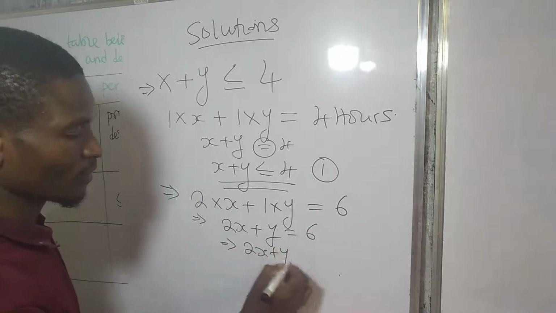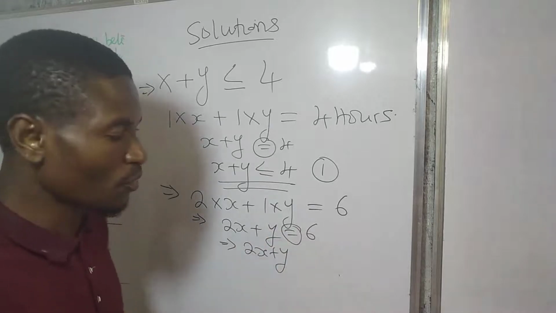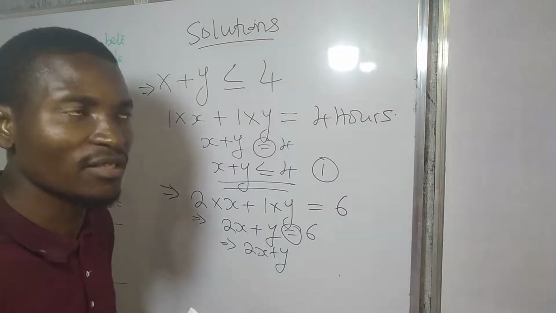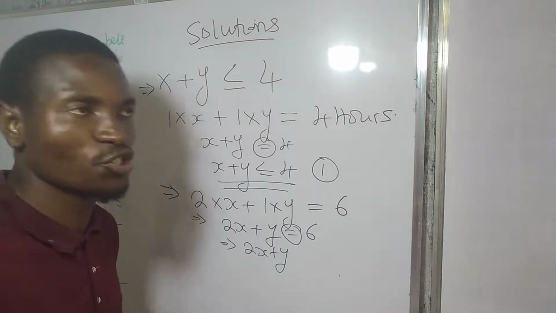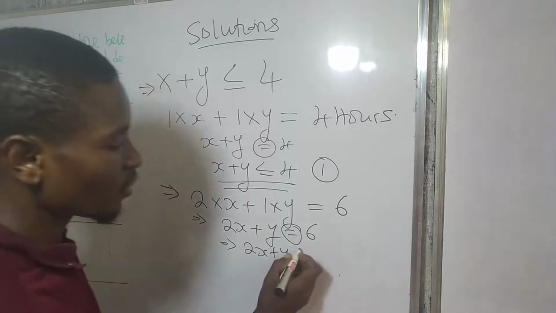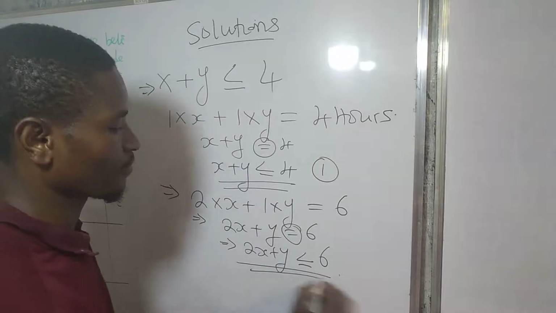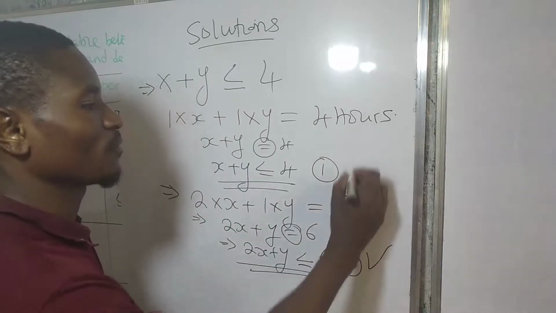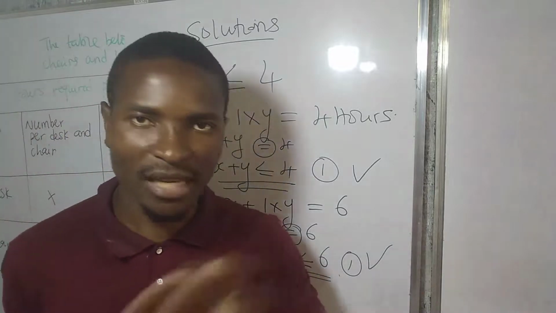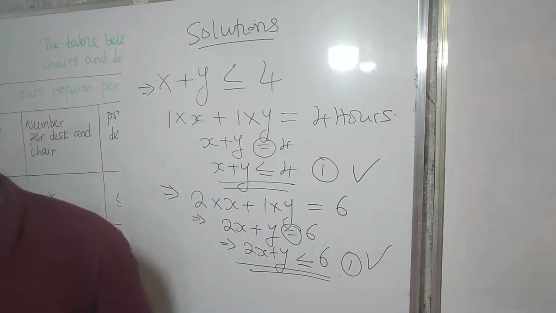2x plus y. The equal sign should be changed to an inequality symbol, like less than or equal to, greater than or equal to, or just less than or just greater than. So this should always be less than or equal to 6. Okay. So this is number 2. So for the part of time, that is how you're supposed to answer that.